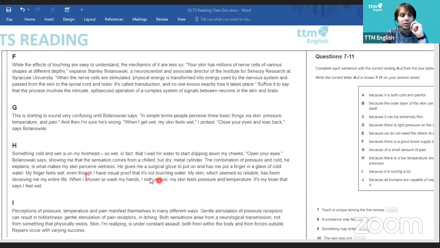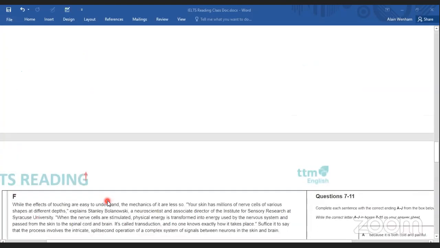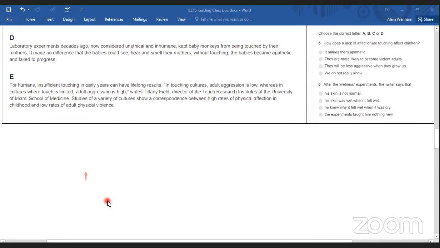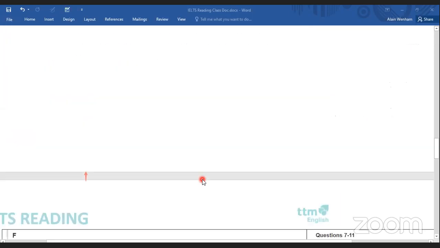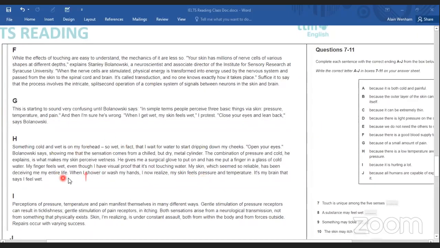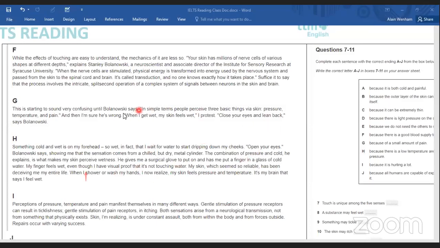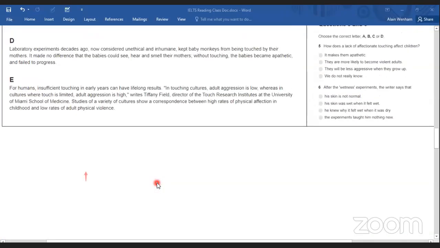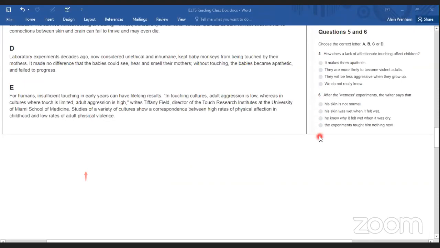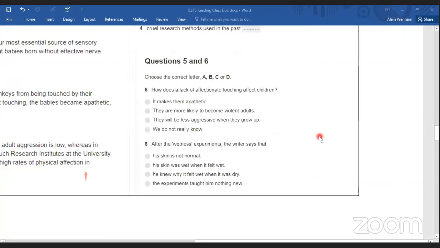Pressure and temperature. I now realize that my skin feels pressure and temperature. It's my brain that says I feel wet. The answer is not B. What do we think? Physical sense of wetness. So here he's talking about he's not actually wet, but he feels like he's wet, right? So what best matches that here? He knew why it felt wet when it was dry.